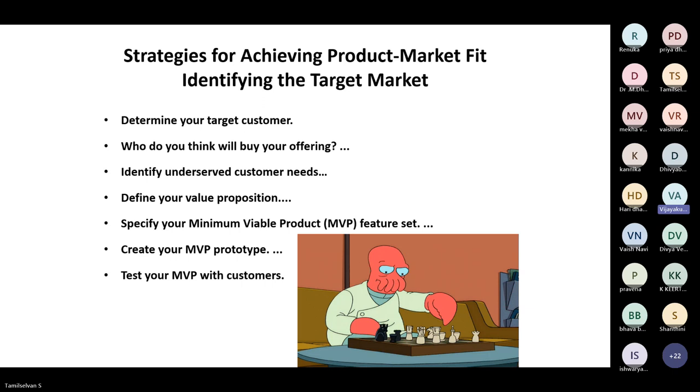So segmenting is classifying the market, and targeting is offering based on the interest of the group. Am I right with your point? Yes, sir. Okay. Does anybody agree with this? Yes, sir.